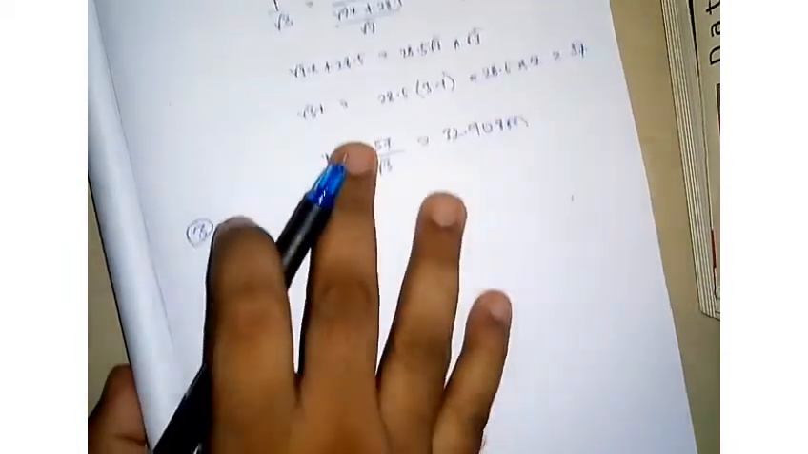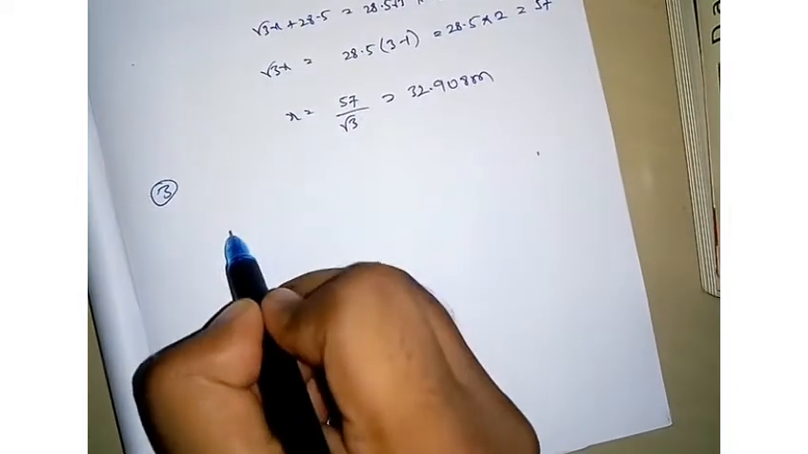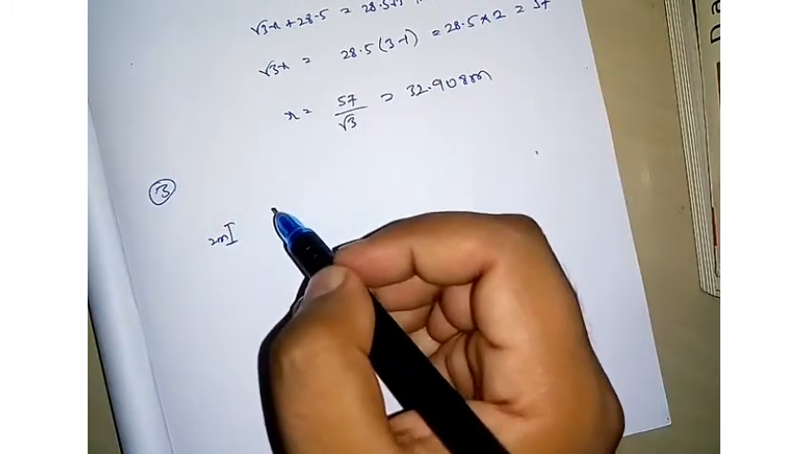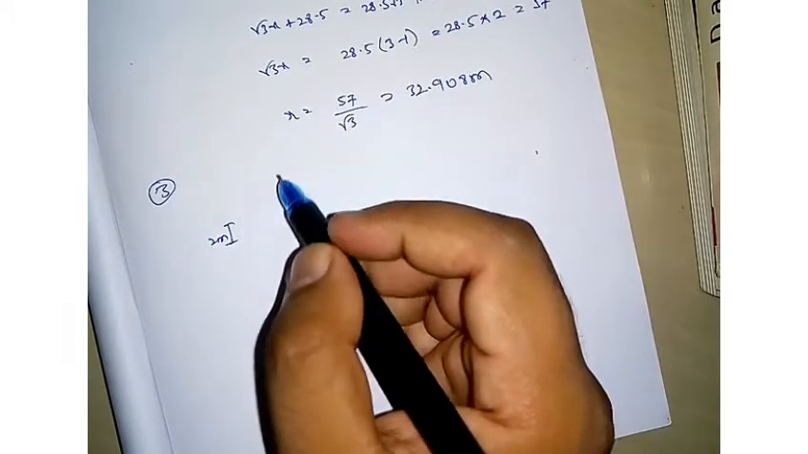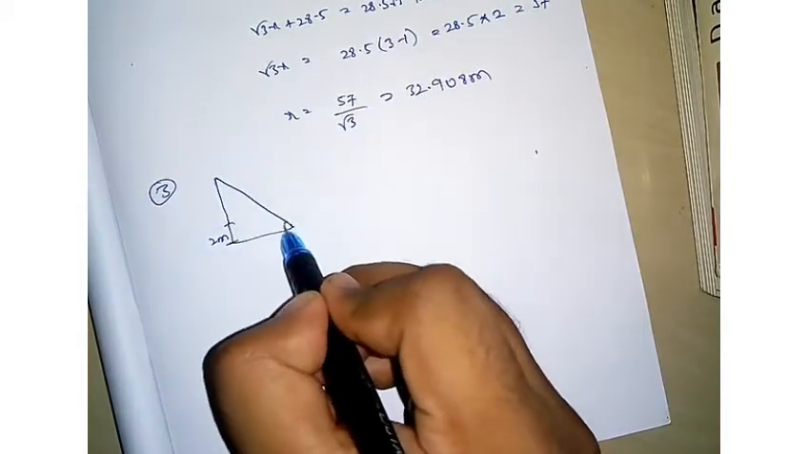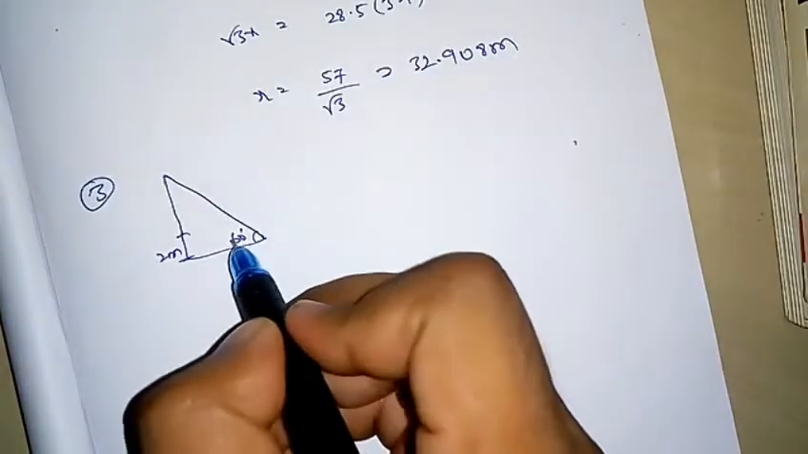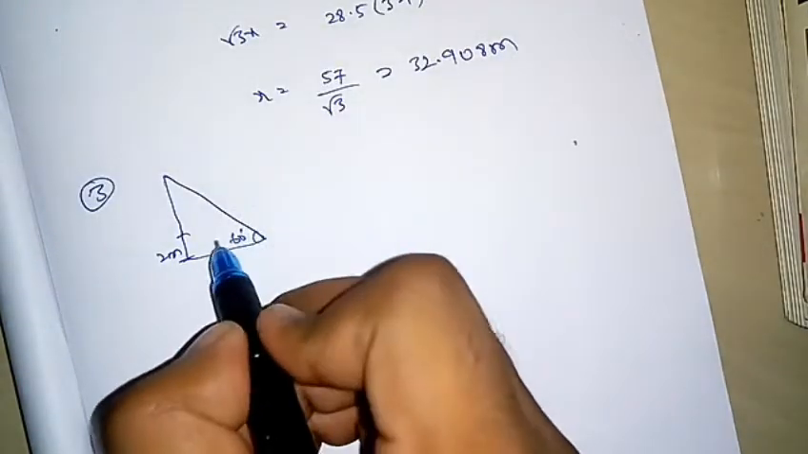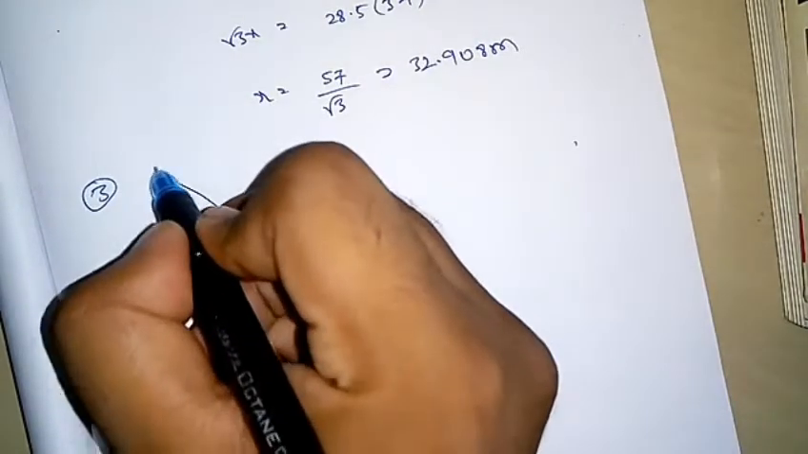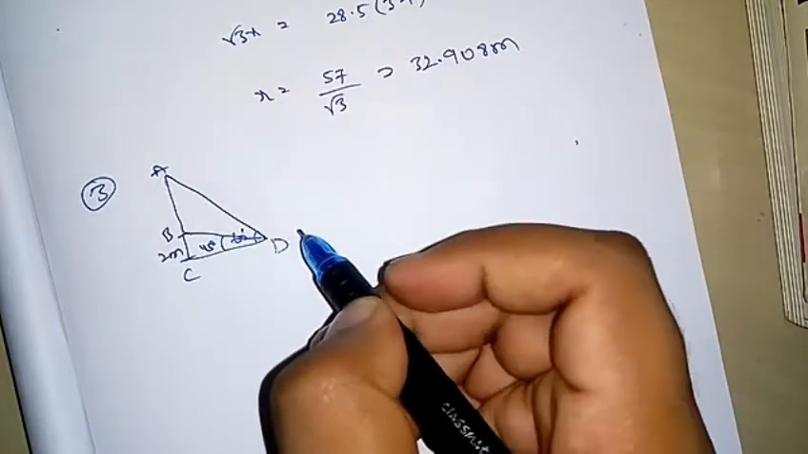Third question. A statue stands on top of a 2 meter tall pedestal. Pedestal length is 2 meters. From a point on the ground, the angle of elevation of the top of the statue is 60 degrees, and the angle of elevation of the top of the pedestal is 45 degrees. So this point will be A, B, C, D. Find the height of the statue.